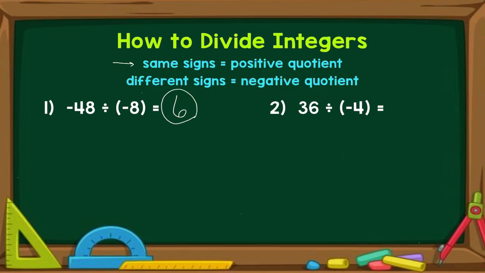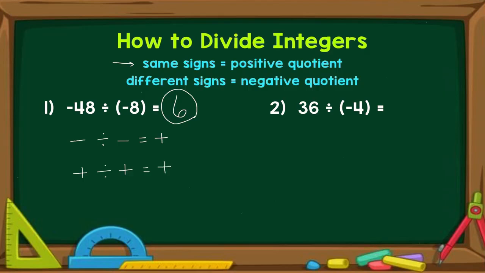Now let me back up here and further explain same signs. So same signs would be a negative divided by a negative, like number 1, that equals a positive. And then also a positive divided by a positive equals a positive.